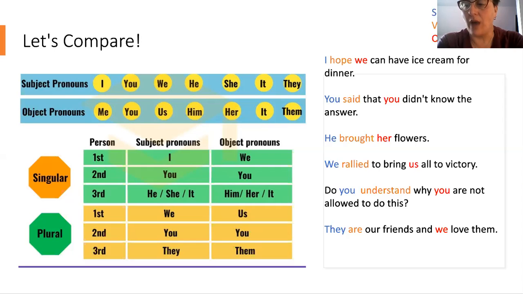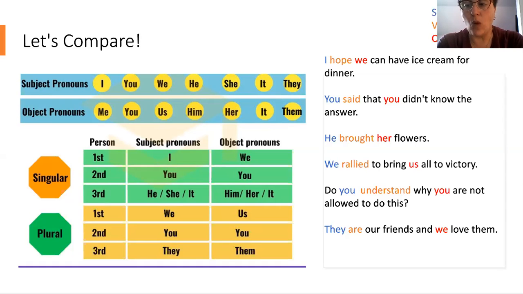It's who he bought the flowers for. He is the doer of the action. Her is the receiver of the action, therefore the object pronoun. We rallied to bring us all to victory. We is the subject pronoun. Rallied is the verb, and us is the object pronoun.